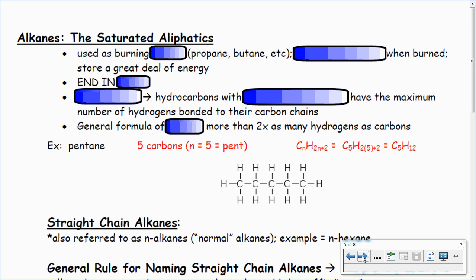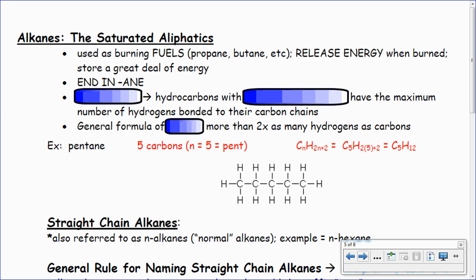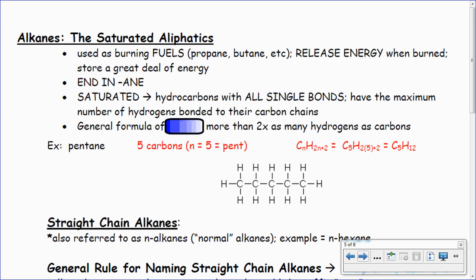Now, alkanes are the saturated hydrocarbons. They're often used as fuels, like propane and butane. They release energy when they're burned. They always end in ane. They're saturated, which means hydrocarbons with all single bonds between the carbons. They have the maximum number of hydrogens in their chains. The general formula is CnH2n+2, where n is equal to the number of carbon atoms.